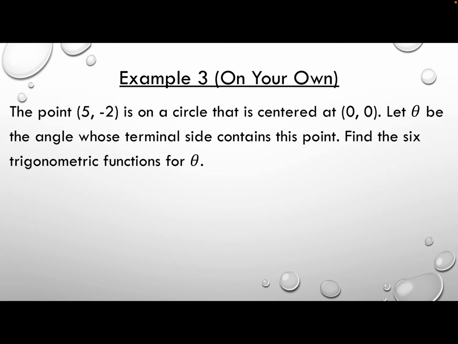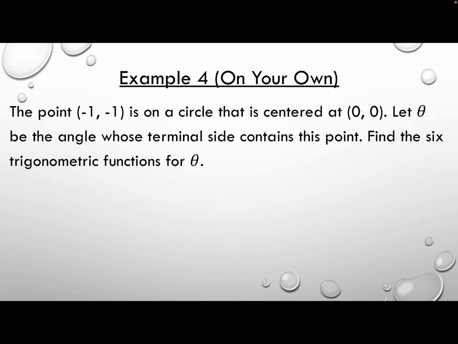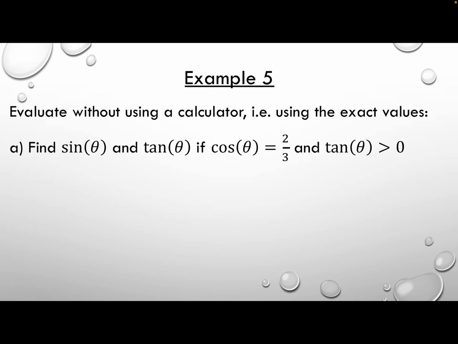So obviously, you can just pause the video at this point, make sure you do your work. And then example 4, same thing. Example 4 and example 3, you will be doing on your own. Basically the same process, except obviously this time around your point is going to be different, okay? So try drawing the point on the circle, drawing the little triangle, labeling the sides, going from there.